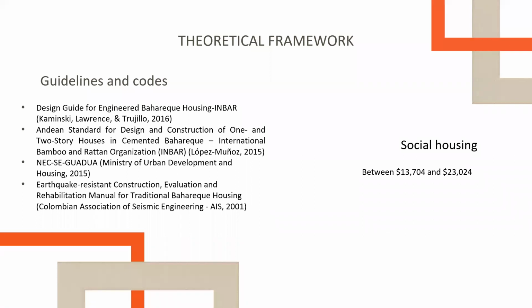And to be considered social housing, the price needs to be between 13,000 and 23,000 USA dollars. Our currency in Ecuador is the USA dollar. So this is the price range to consider it social housing.